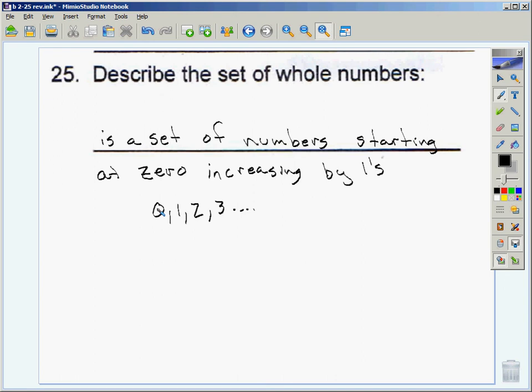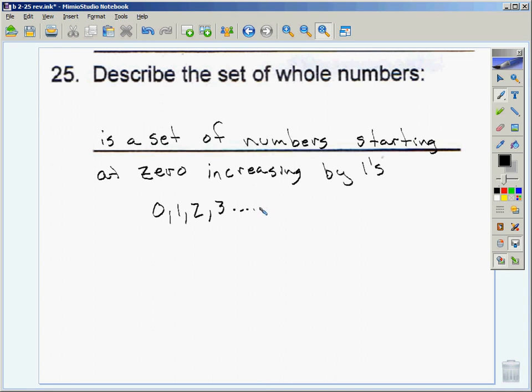If they ask you to describe integers, how could you describe it? A real number. A set of numbers on the number line. There's a simple definition. It's the set of whole numbers and all of its opposites. Okay? Because it includes 0, 1, 2, 3, but it also includes what? Negative 1, negative 2, negative 3.